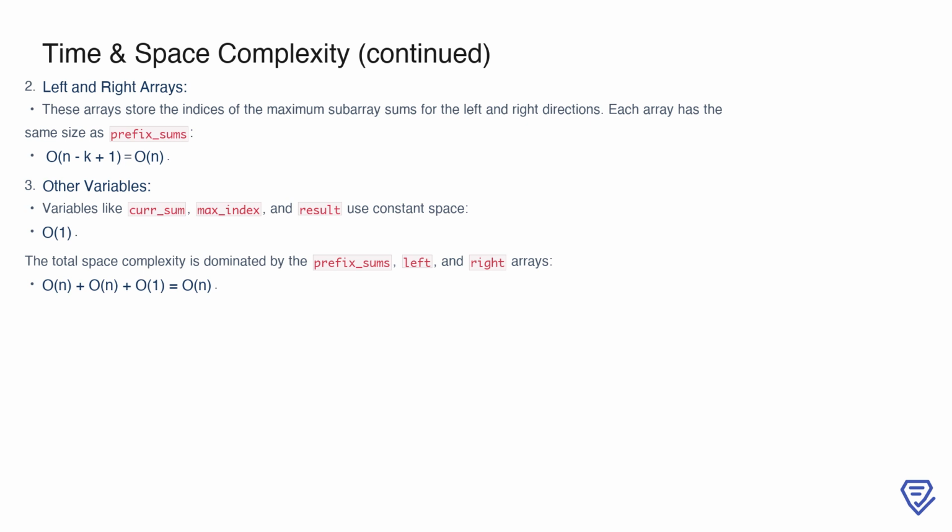Alongside these arrays, we use a few constant space variables such as cur_sum, max_index, and result. Since their space usage doesn't grow with the input size, they contribute O(1) to the space complexity. When we sum up the space used by the prefix_sums, left, and right arrays along with the constant space variables, the total space complexity becomes O(n) + O(1), which simplifies to O(n) overall. This space efficiency makes the algorithm scalable for large input sizes.